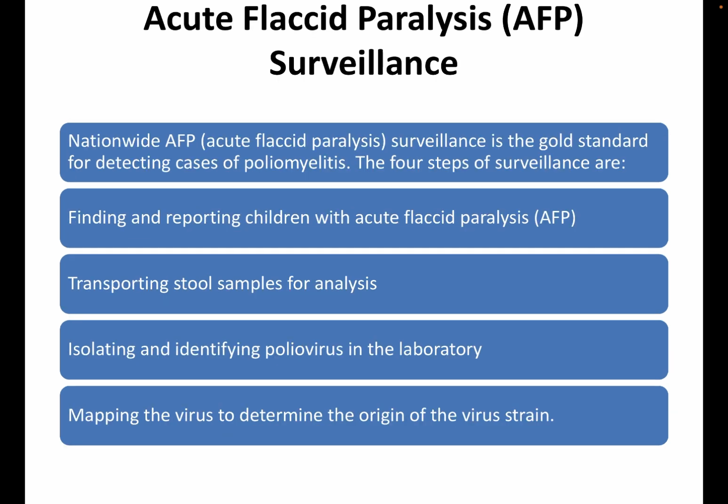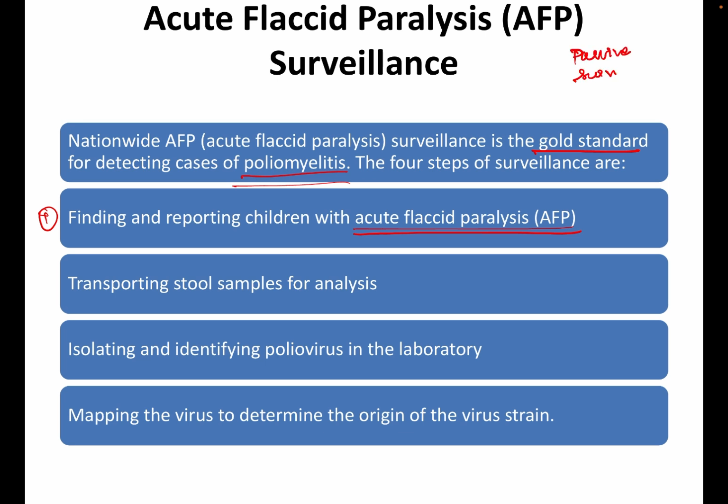Now coming to the AFP surveillance. It is the gold standard for detecting any case of poliomyelitis. There are four steps involved. The first step is finding and reporting children with acute flaccid paralysis. How do you find those children? By doing a passive surveillance.